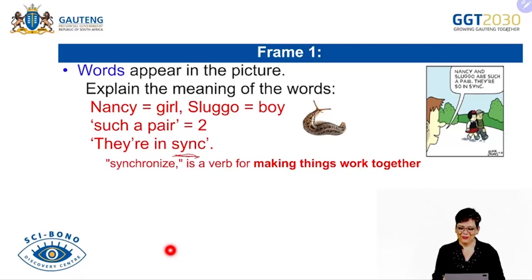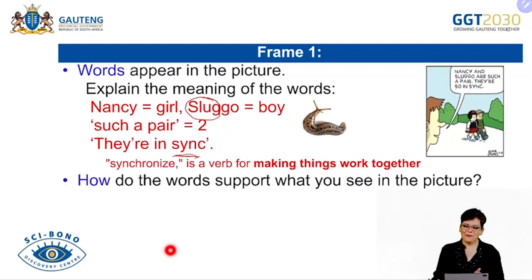Now, you'll notice that I've included the little slug here. Look at Sluggo's name. The word slug appears in his name. Just keep that at the back of your mind. Obviously, as I say, the cartoonists have decided to call this guy Sluggo.